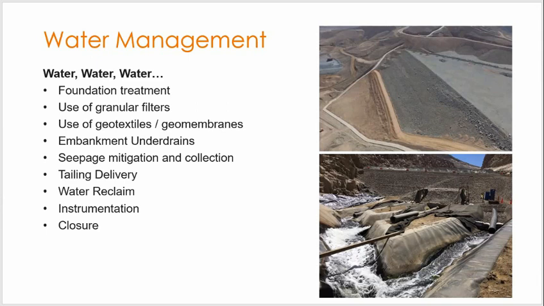Embankment under drains and seepage mitigation and collection is a big part of it. You want to be able to collect all of the seepage that goes through the dam and be able to reuse that water. So this is an example of a seepage collection system where the dam would be up valley here. The seepage comes from the impoundment, runs through the embankment, and is collected here, and ultimately it's pumped back to the concentrator plant for reuse.